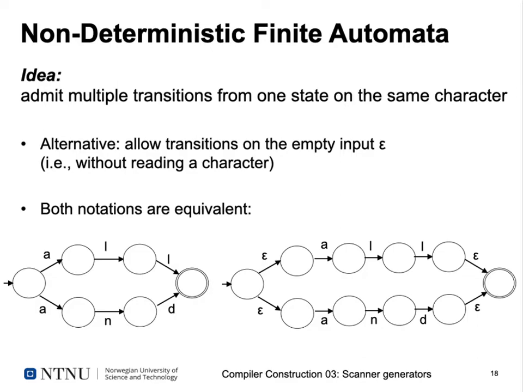Both notations are equivalent, so you could either have this choice between A and A in the first state, or you could say you can just go arbitrarily to that one and that one here, and then have the single recognizers for ALL and AND that we constructed in the beginning, recognizing stuff, and then without reading a character, you go to the accepting state.